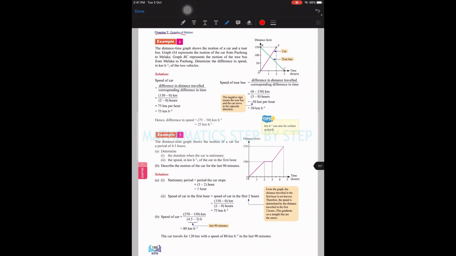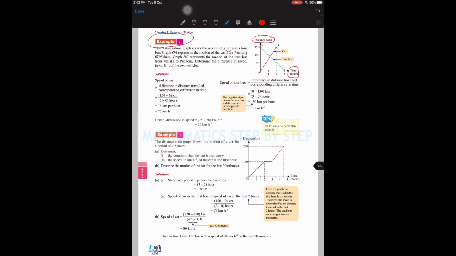So now let's go through this example 4. The distance time graph, y-axis is distance, x-axis is time in hours, okay? Shows the motion of a car and a tour bus. So the car is represented by the pink color line and the tour bus is represented by the green color line. Graph OA represents the motion of the car from Puchong to Malacca. So we know that graph BC represents the motion of the tour bus from Malacca to Puchong, okay? Opposite direction. Determine the difference in speed in kilometer per hour of the two vehicles.